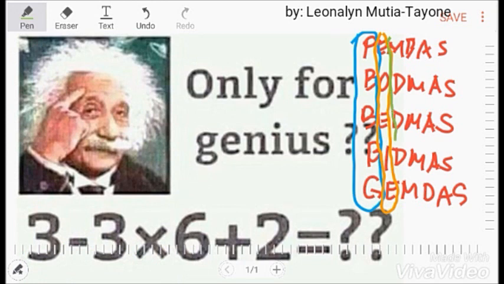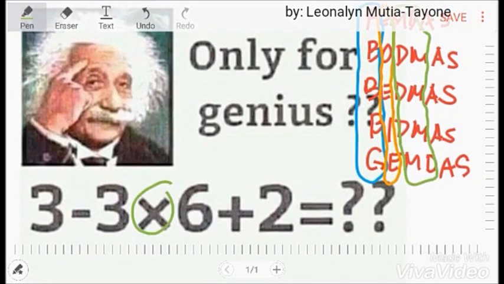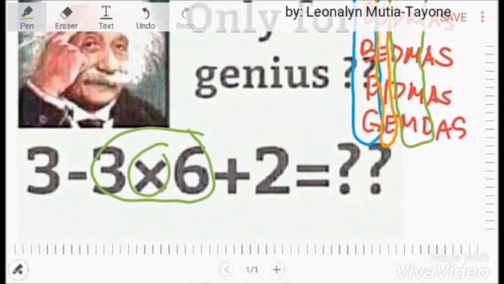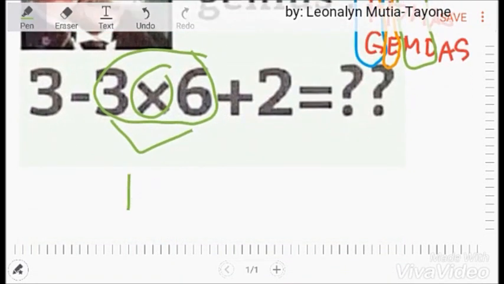Next is multiplication or division. Here, there is only multiplication, so this needs to be done first. So we will multiply first. There is no division here. So we will multiply 3 times 6, and this is 18. So our equation now will be 3 minus 18 plus 2.